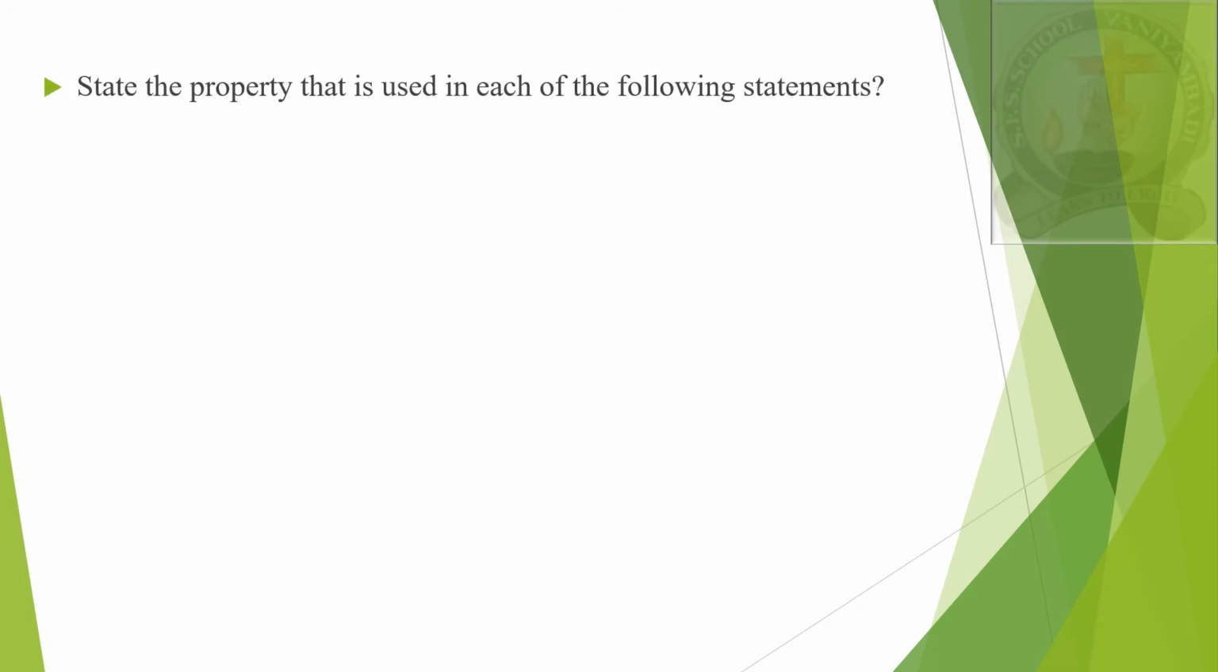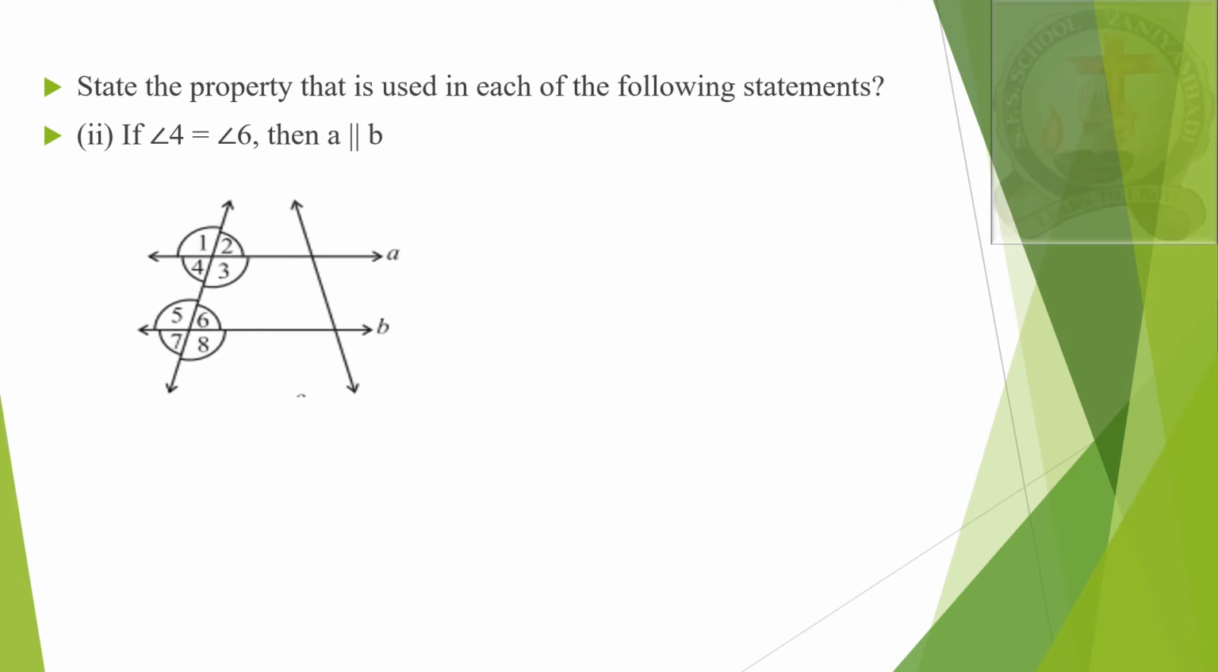Next, state the property that is used in each of the following. What is that? That we need to see. First, we need the condition. What is the condition now? The condition is, if angle 4 is equal to angle 6, then A is parallel to B. There is a diagram. Now the condition is, if angle 4 is equal to angle 6.